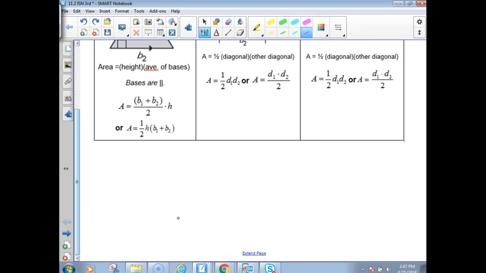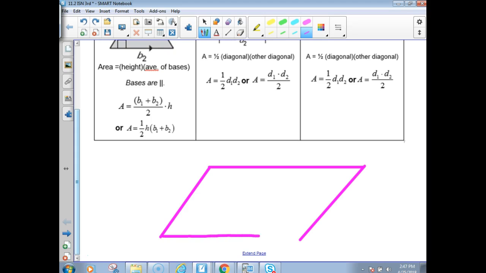So, yesterday, to review, what was the area for the parallelogram? How'd you find the area of the parallelogram yesterday? It was simply base times height, right? I didn't draw a perfect parallelogram, but let's pretend. Okay, so what if I did this?